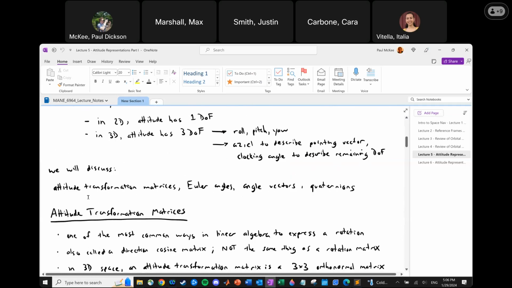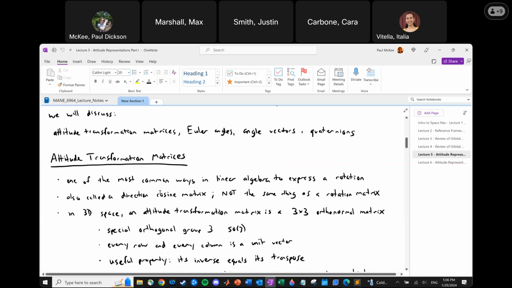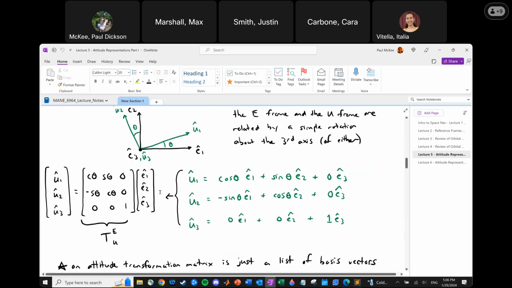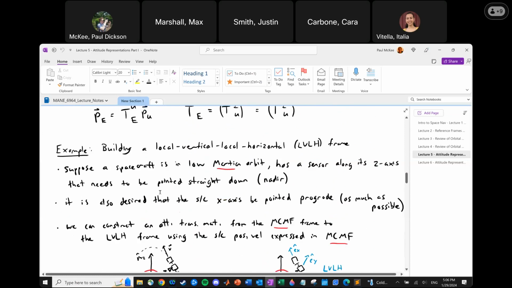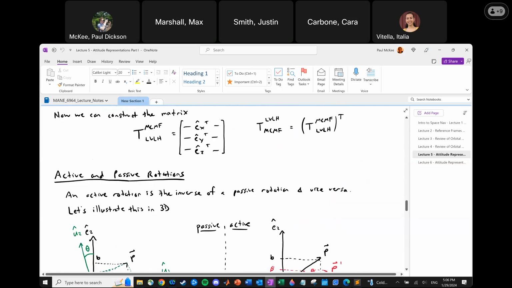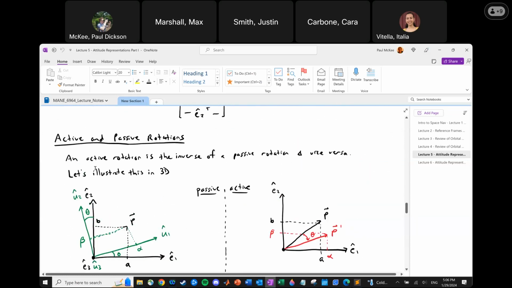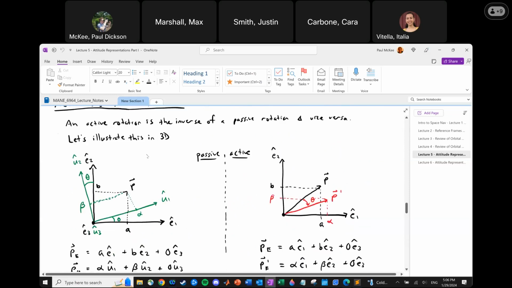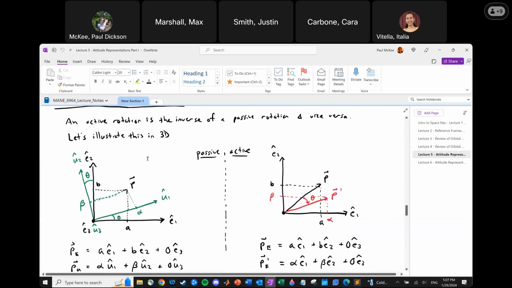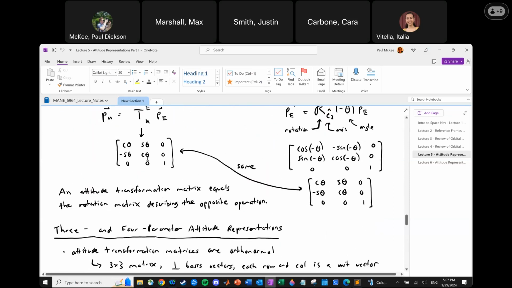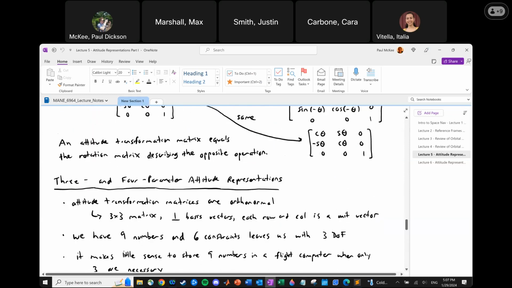And so you might remember we are going to go over, or already did, 4 different ways of discussing attitude and the kind of issues and considerations that go along with those. The first is attitude transformation matrices, which is your classic 3x3 matrix. We went through some very simple examples of how to build those from scratch, and then really hammering home the idea that active and passive rotations are 2 different things. A rotation matrix and an attitude transformation matrix are not only different, they're actually opposites of each other.